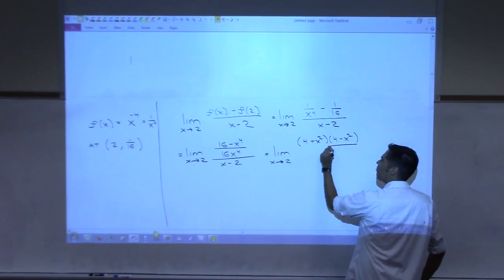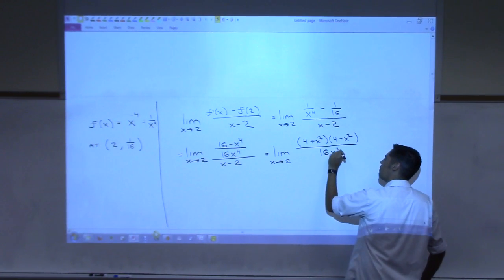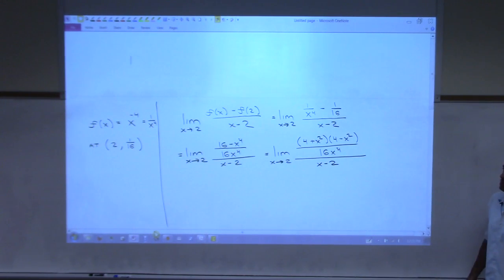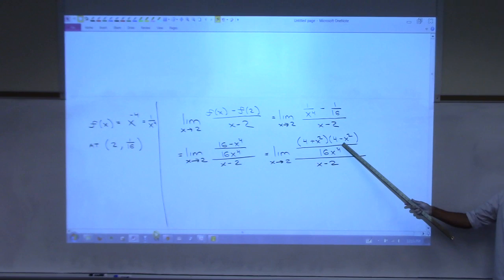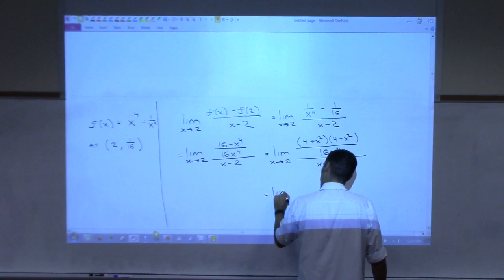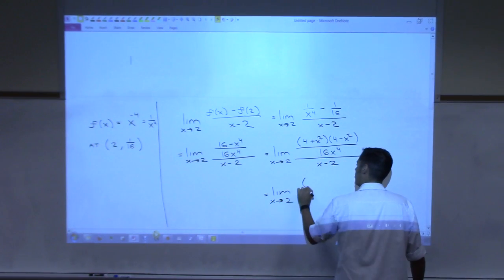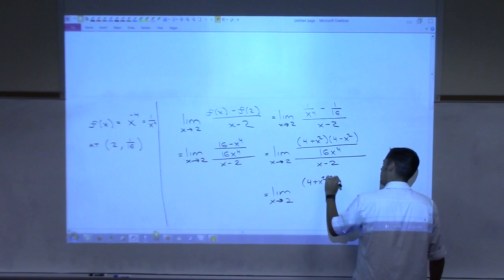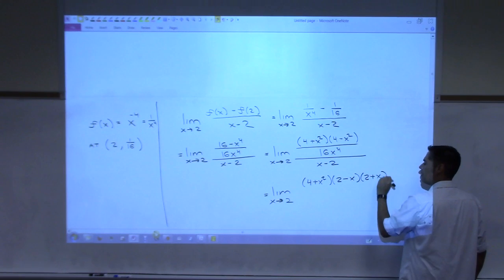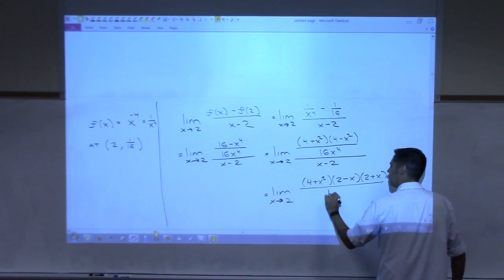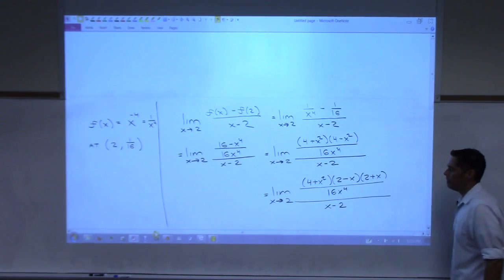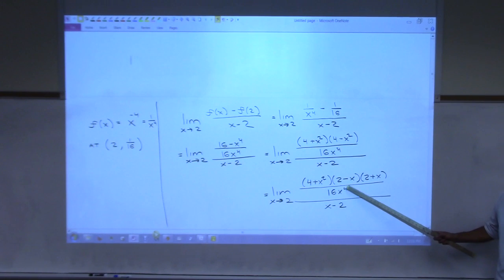Okay, this is that, right? Over 16x to the fourth over x minus 2. Still not there. There's another difference of squares, so do it again. Limit x approaches 2, 4 plus x squared, and then what? 2 minus x, 2 plus x, all over the common denominator, all over x minus 2. And it's almost there, right? This one and this one, almost.